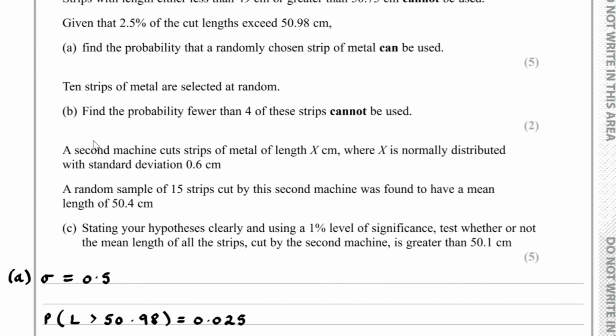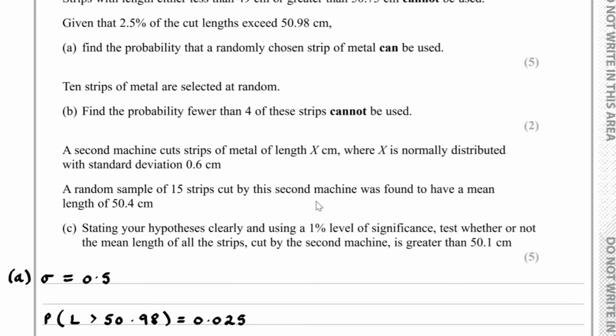And then, for part C of the question, a second machine cuts strips of metal of length x centimeters, where x is normally distributed with standard deviation 0.6 centimeters. A random sample of 15 strips cut by this second machine was found to have a mean length of 50.4 centimeters.